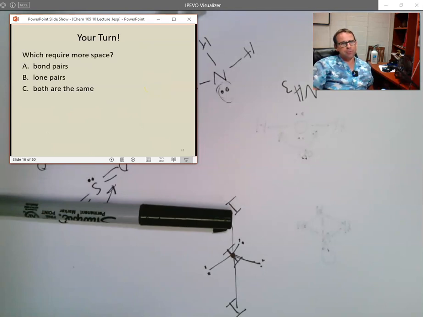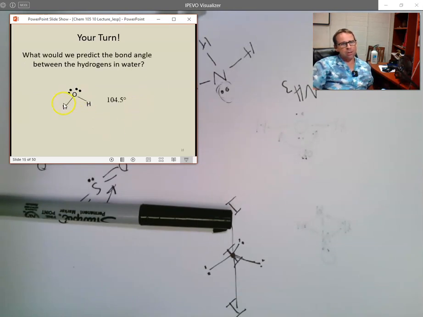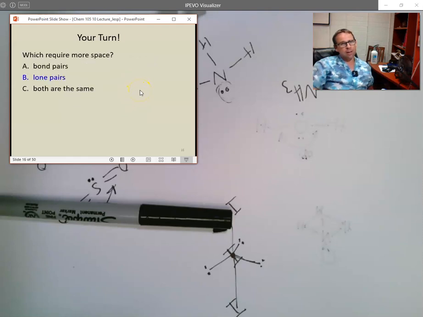Okay, so the angle on the hydrogen-oxygen bonds is 104.5, just in case you're wanting to know. So that's what we call a little less than 109.5. All right, and that's because lone pairs require more space.